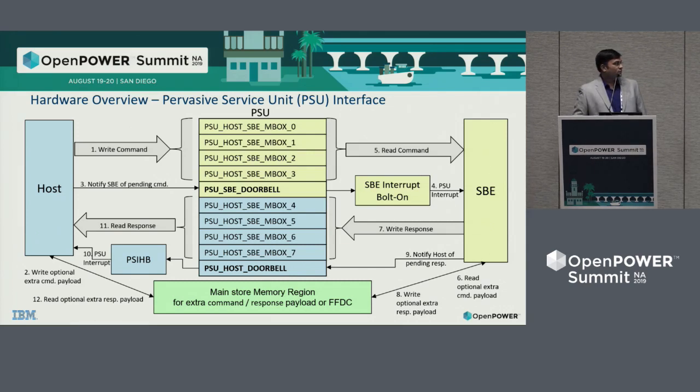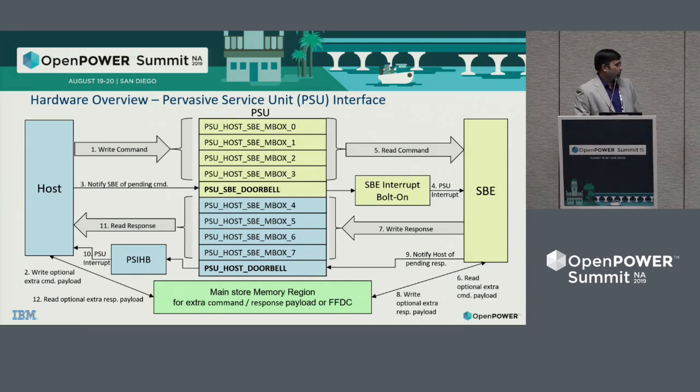Now, the obvious question is if my commands or responses are greater than these four 64-bit registers, so we actually have a memory mechanism. In case the command or the response is going to be big, one of these fields actually holds the address of where the rest of the command or the rest of the response would reside. The host writes the rest of the command there, writes the command header here, and sends an interrupt. The SBE reads the overflown command from that piece in memory.